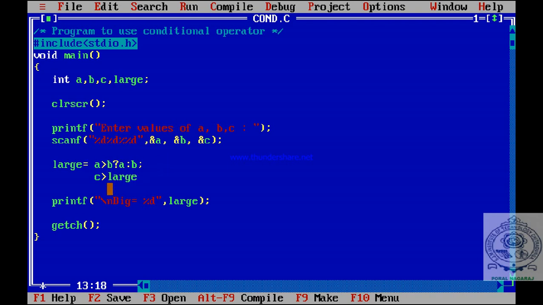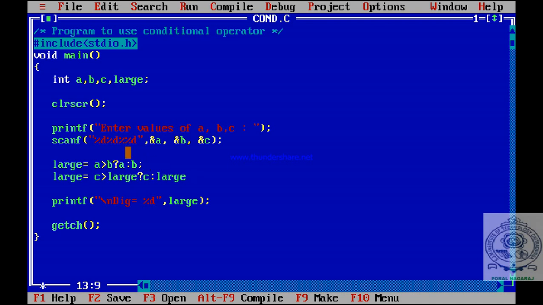So now you compare: if c is greater than large. The possible answers are yes or no. Yes means what? Question mark, what you have to return? c, the first operand. No means what? Colon, the second operand. What is your second operand? Large. Where you have to store this result of c and large, you use one assignment operator, so you have to use one variable. Use the same variable, large.